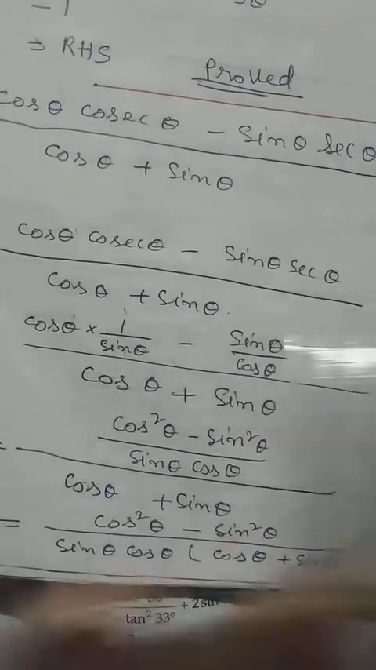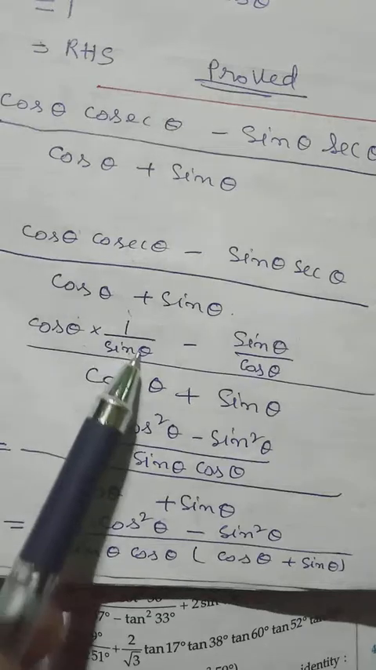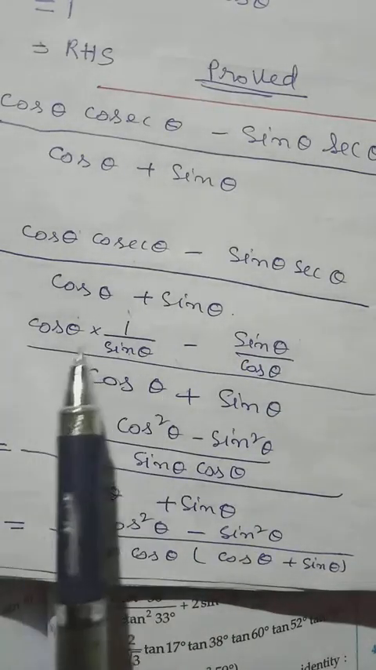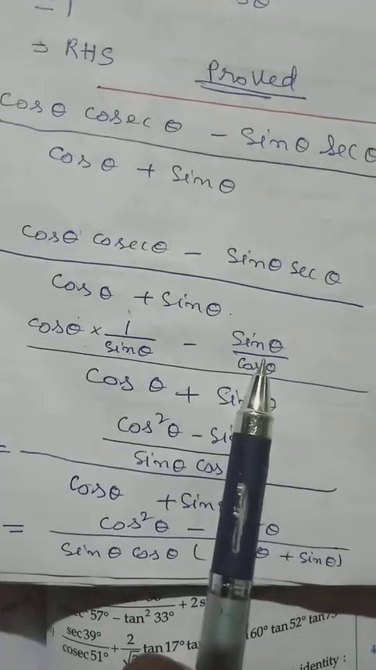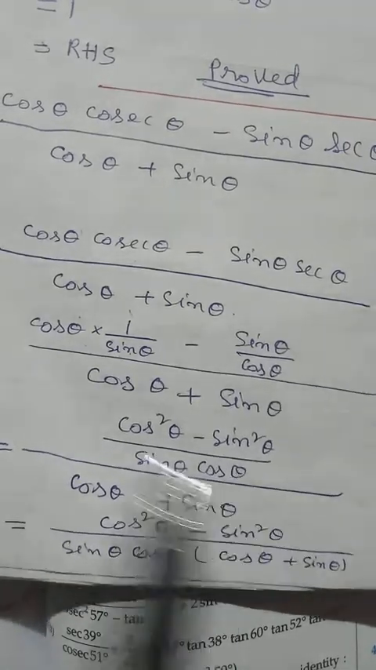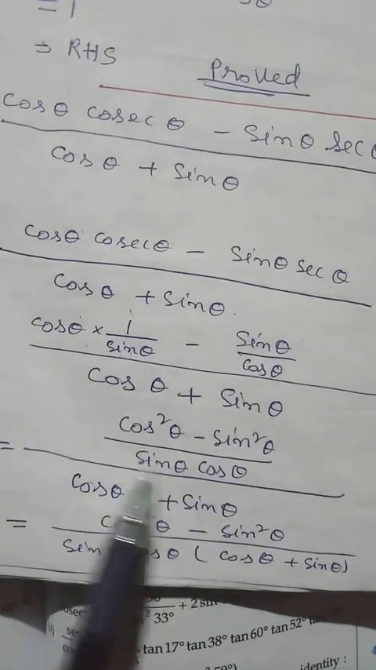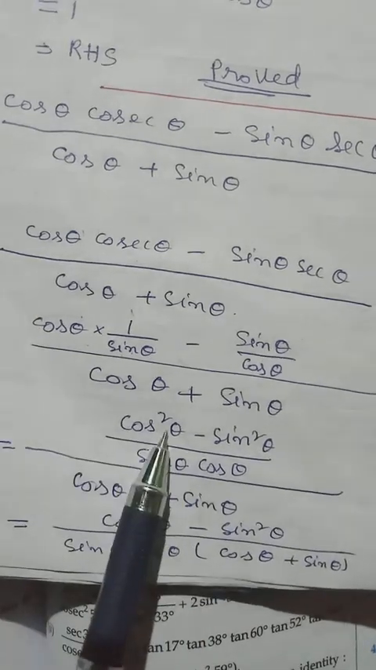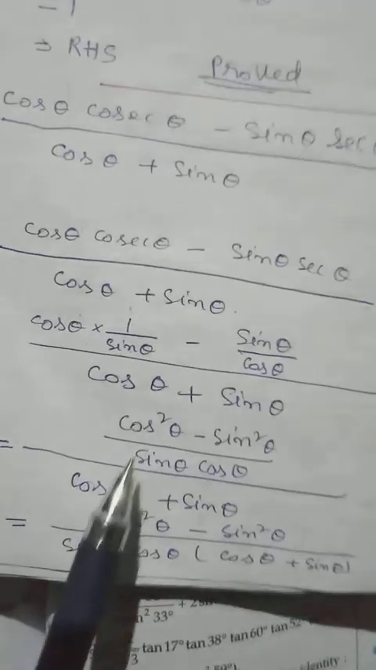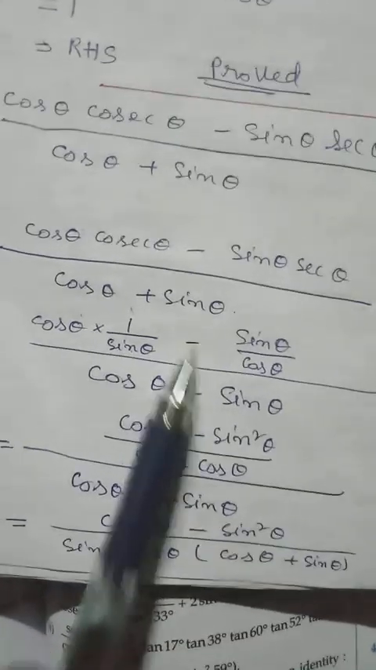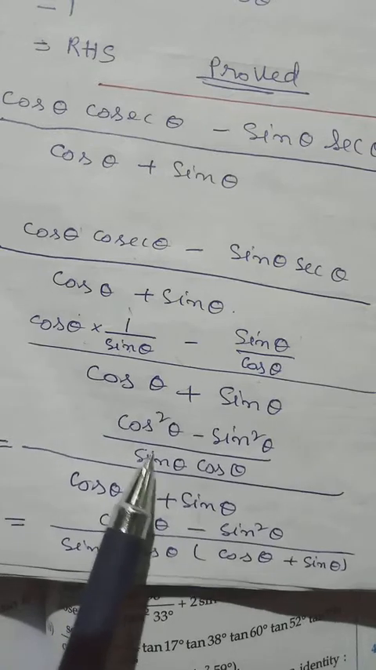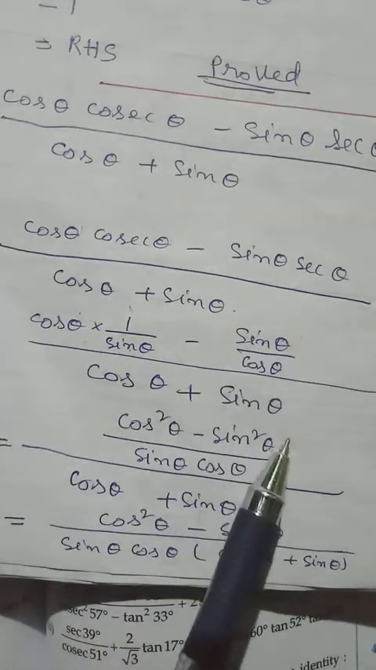Now we can see cos by sine here, sine by cos here. So let's take the LCM since we have fractions now. Sine and cos are different, so both will be the LCM. Sine divided into the LCM, we are left with cos. So cos into cos will be cos square theta. Cos square theta into 1, cos square theta. We have minus sine theta, divided into the LCM, we are left with sine. So sine into sine will be sine square theta.